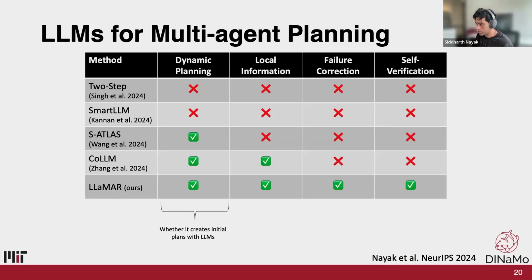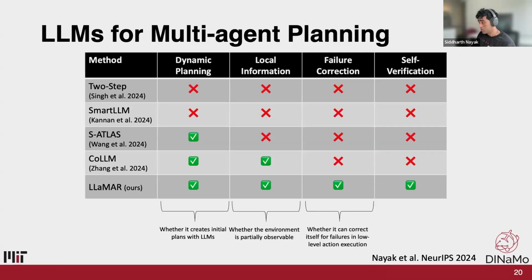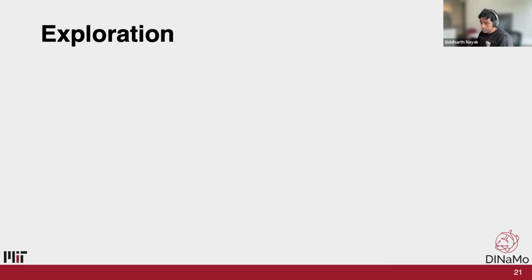Basically, I want to point out that our method can do dynamic planning, and can work in a partially observable system where it doesn't need all of the information from the beginning. It can do failure correction, where we do not assume that the low level controller is 100% accurate, and it also does self verification without having to rely on an oracle. Also, exploration is an important aspect in this because, as I said in the previous slide, you don't really know what all things exist in the environment.